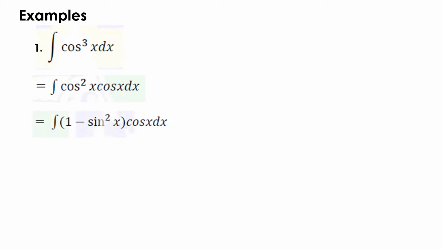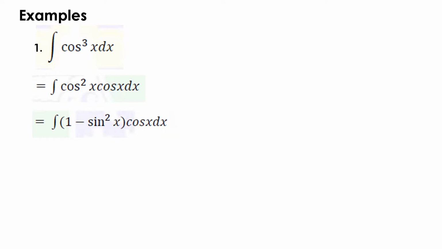Let us have this example. We have here the integral of cosine cube x dx. So again, the first thing we will do is factor out. We could write this as cosine squared x times another cosine x dx. It will still be cosine cube x dx. And we will now apply the trigonometric identity for cosine squared x. Cosine squared x is equal to 1 minus sine squared x.